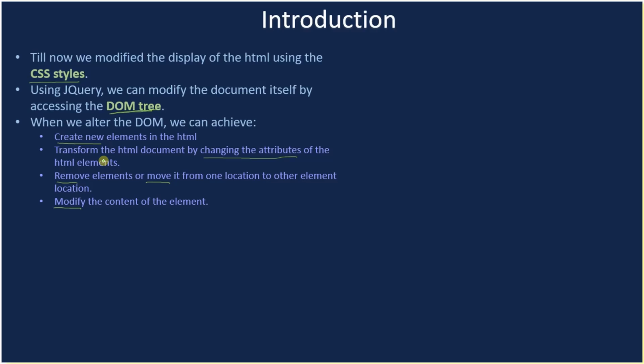When you perform DOM manipulation, it will get reflected in the HTML when the browser renders it, right? The user will see a visual change in the document. In the background, through jQuery, we are making the modification by manipulating the DOM.